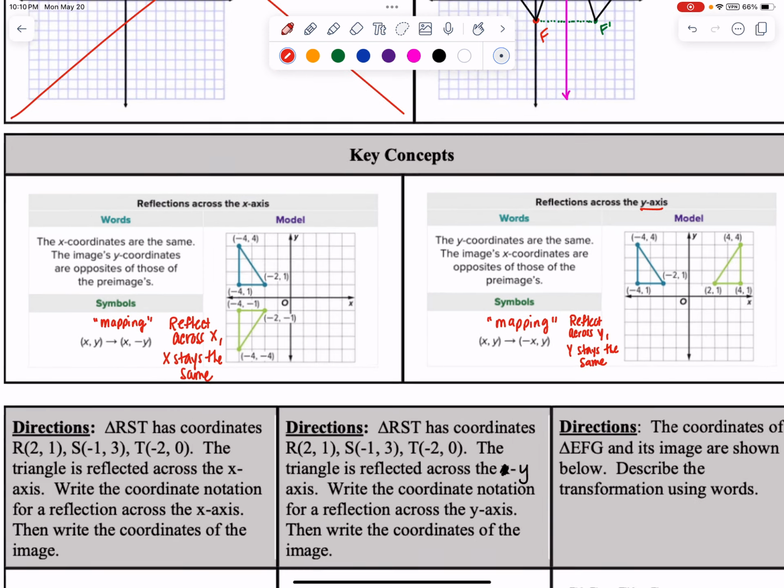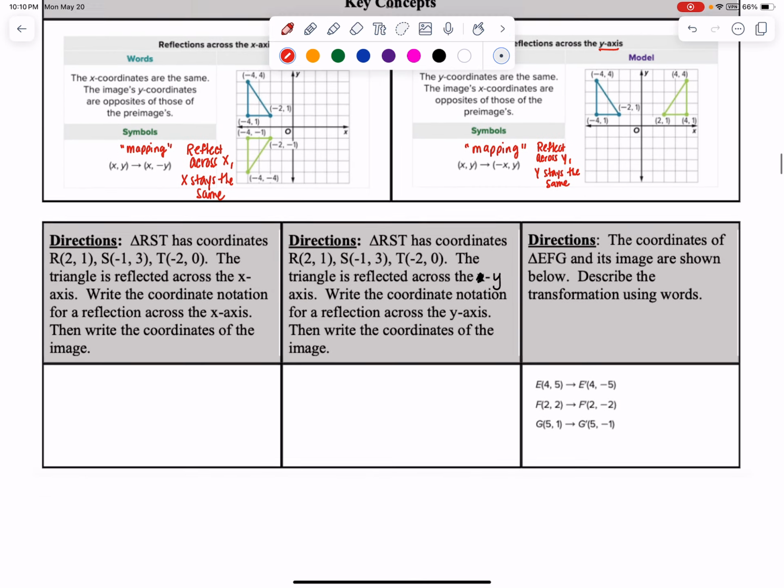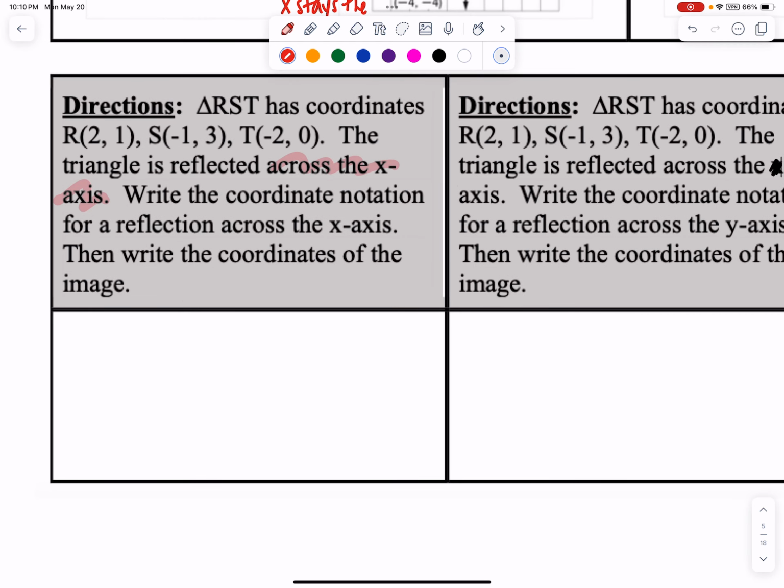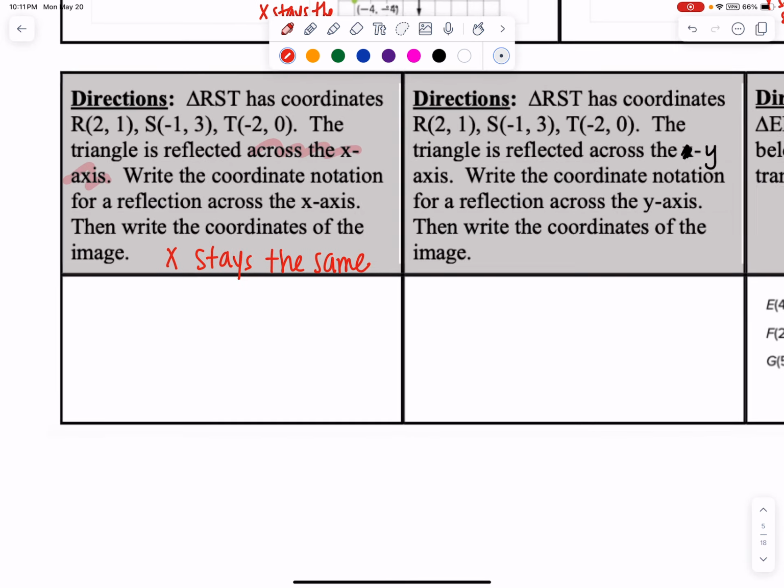And then we have some practice problems right here to take a look at, okay? So triangle RST has those coordinates. The triangle is reflected across the x-axis, okay? So across the x-axis, what stays the same? Let's write that right now. X stays the same, okay? So let's go ahead.